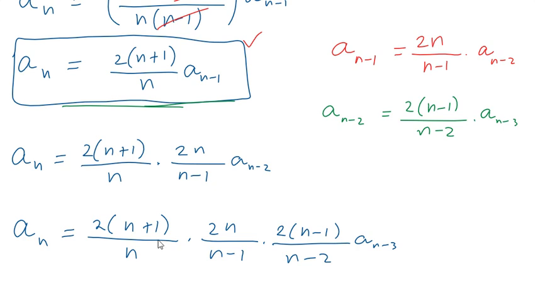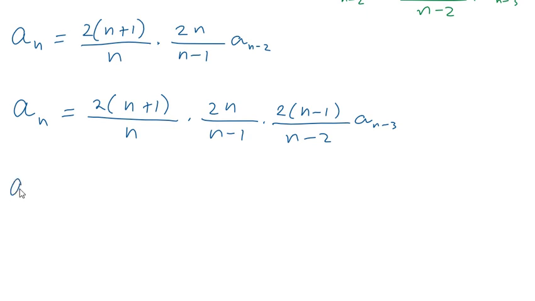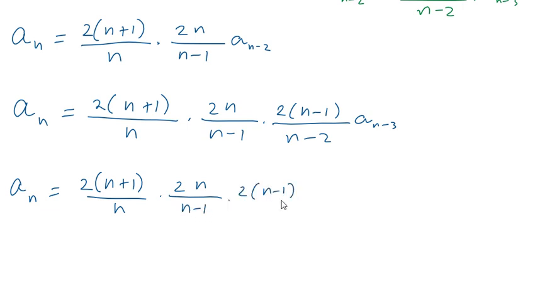Now, notice that there is actually a pattern in the numerator and in the denominator. So there is a decreasing factor. Take note, we have n plus 1 followed by n minus 1. Same thing with the denominator, we have n minus 1, and n minus 2. So if you continue this process, a sub n is equal to 2 times n plus 1 times 2n over n minus 1 times 2 times n minus 1 over n minus 2 times, so we will have here 2 times 3 over 2 times a sub 1.